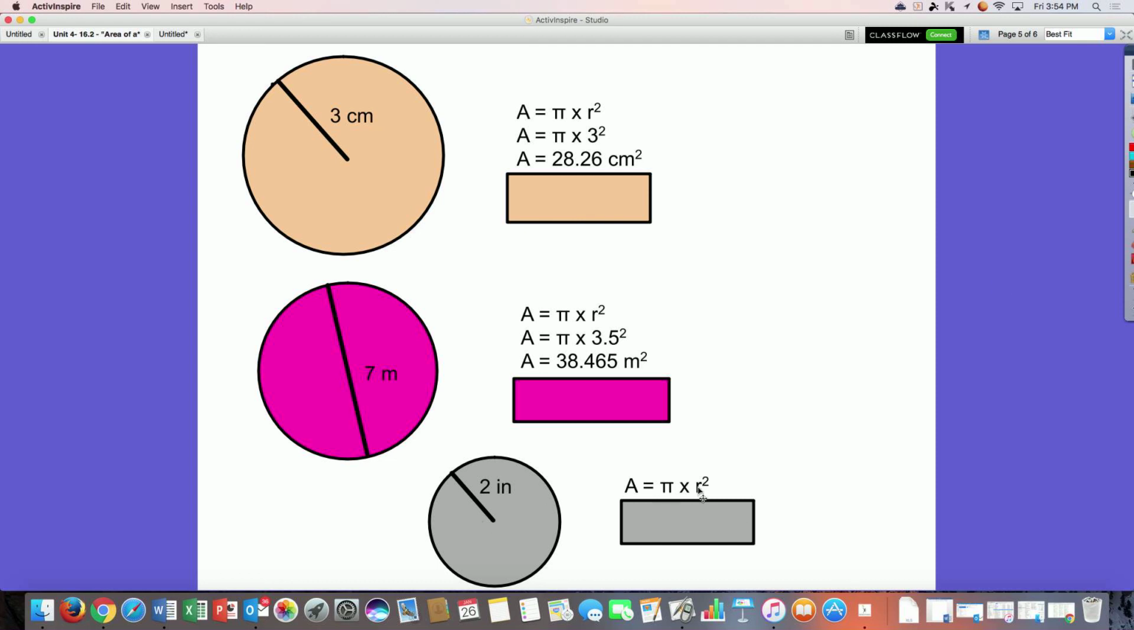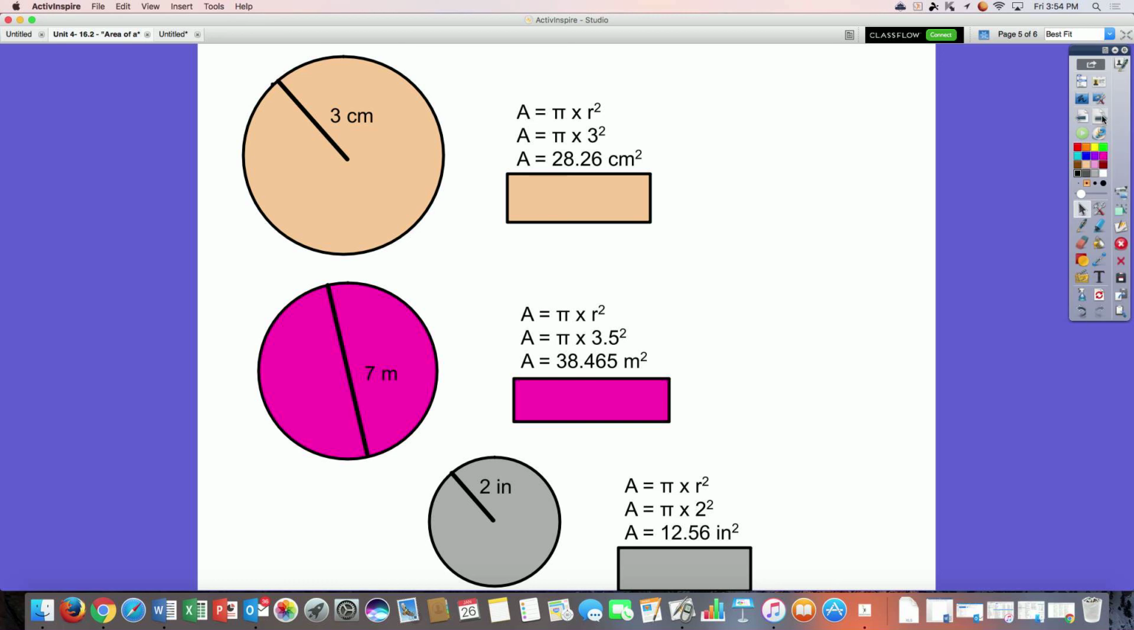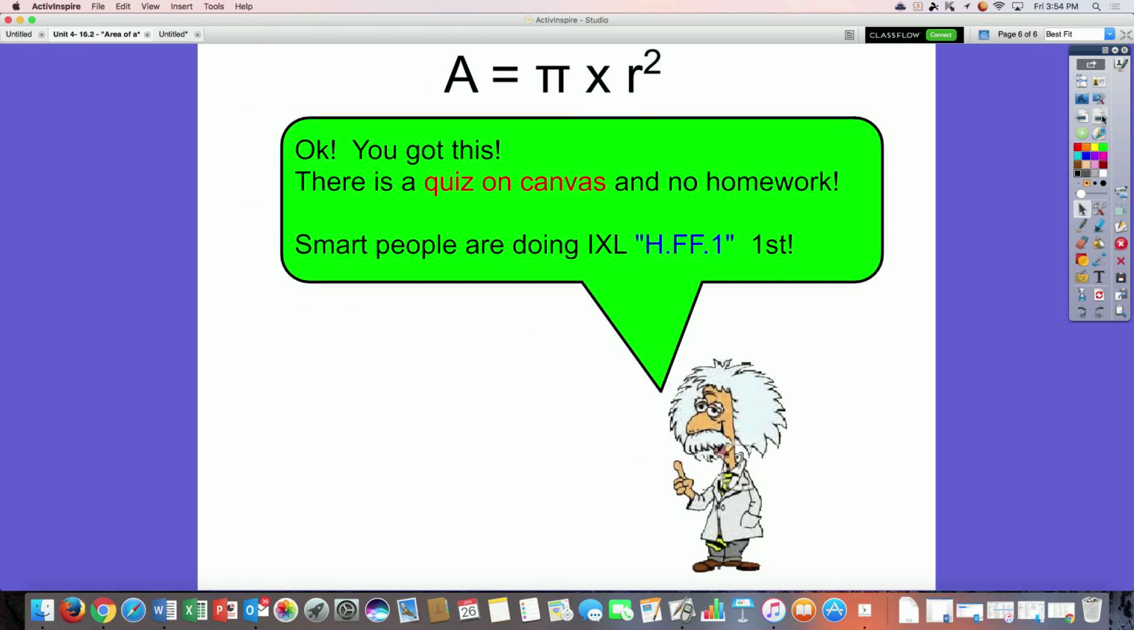This one, the radius is 2. 2 squared. 2 squared is 4. So area equals pi times 2 squared. 3.14 times 4. 12.56 inches squared. Hopefully you're 3 for 3. Let's try another one. I think you got it.